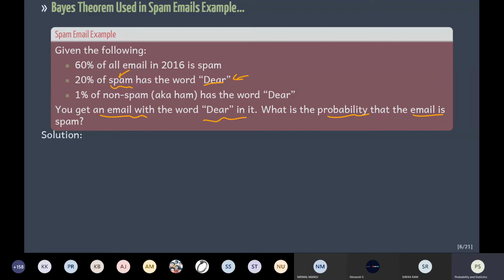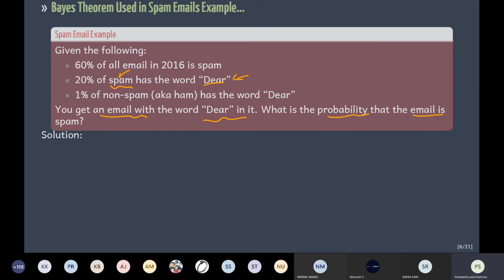Okay, so now the question is how we will solve this problem, what the events are, and how we are going to apply Bayes' theorem. This seems to be a classic case of Bayes' theorem. The first step in every probability problem is to define the events.